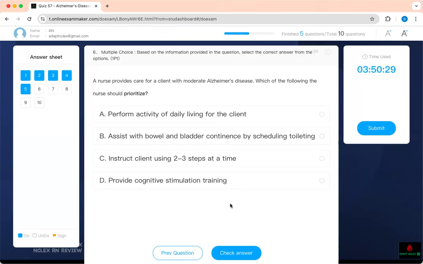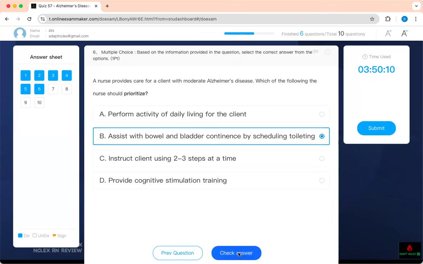Therefore, this is your key. You assist them with that. You don't do it for them. Instruct the client using 2 to 3 steps at a time? No, 1 step at a time, not 2 to 3. Provide cognitive stimulating training. That is why I keep on hitting on that question, so that you don't get trapped. Don't do that. This is your right answer.